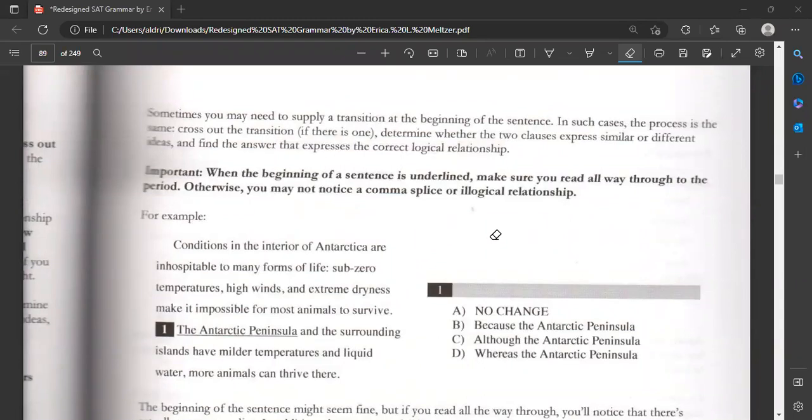I want you guys to try this one. It's pretty much the same part of the passage, the same sentences, but the question is different. If anyone thinks they've got the answer, just let me know, and then we'll look at it. Make sure you read this as well, or let me read it out for you. Always remember that if the beginning of the sentence is underlined, like in this case, make sure you read all the way through to the period, to the full stop. Otherwise, you may not notice a comma splice or an illogical relationship.